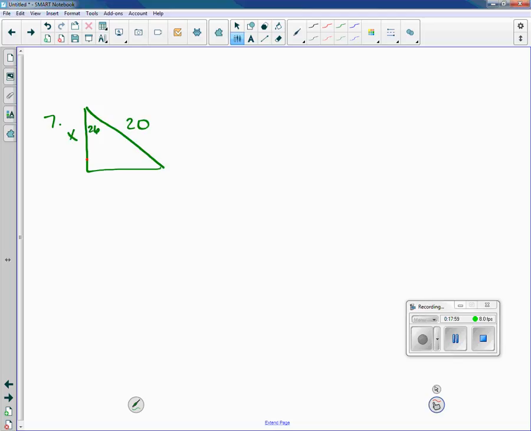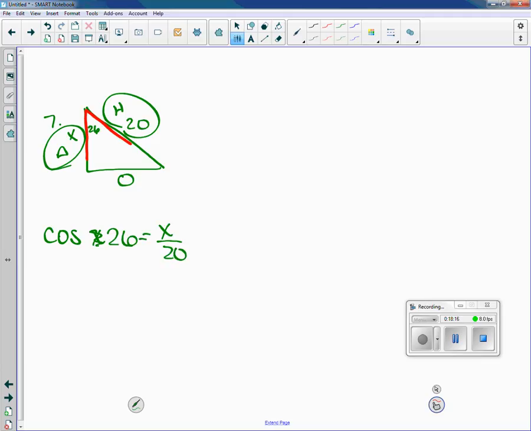All right, here we go. This is H, A, O. I have a value for O and A. So this is number 7, cosine of 26 is equal to x over 20. When I cross multiply, these two are going to be multiplied together. So it becomes 20 cosine of 26 is equal to x.